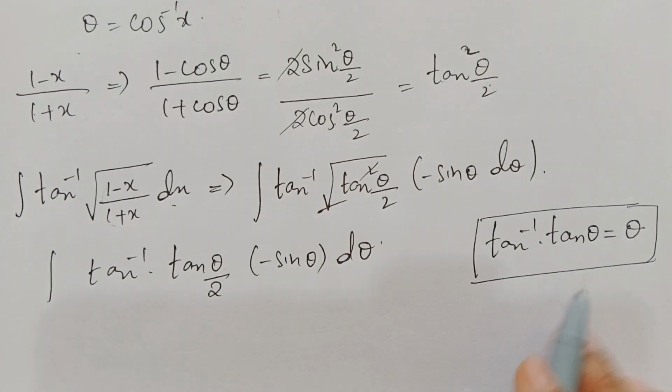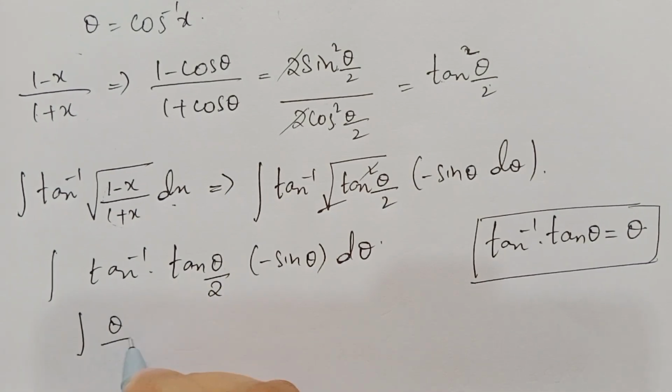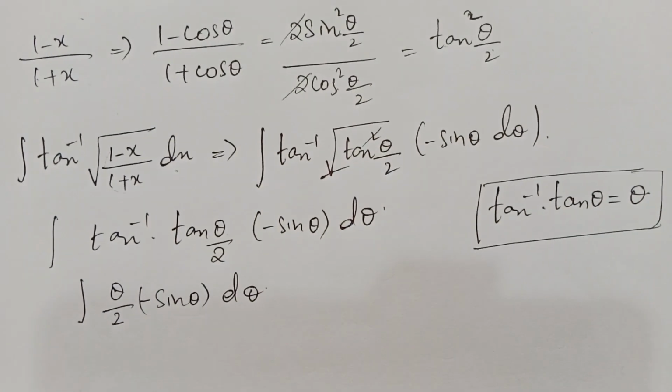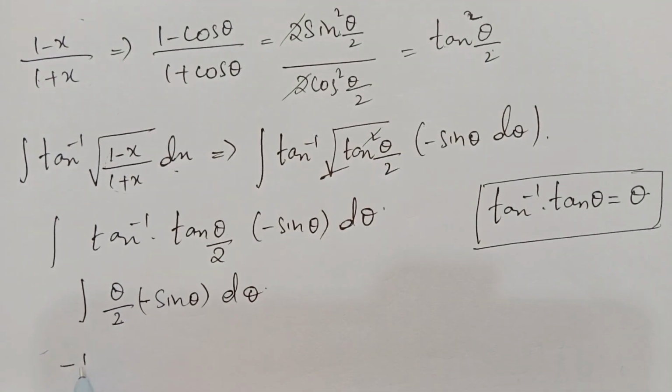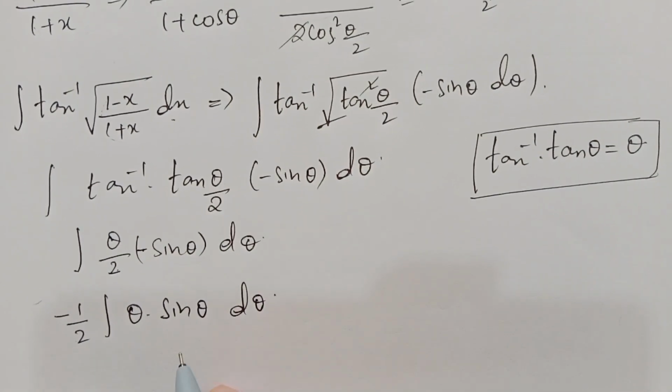So now here the theta is theta by 2. So this is integral theta by 2 minus sine theta d theta. So we can write negative and 2 outside as a constant. So it is minus 1 by 2 integral theta into sine theta d theta. So this again we have to use the integration by parts method.